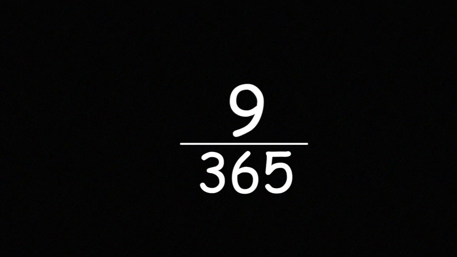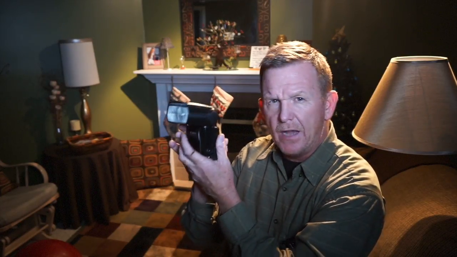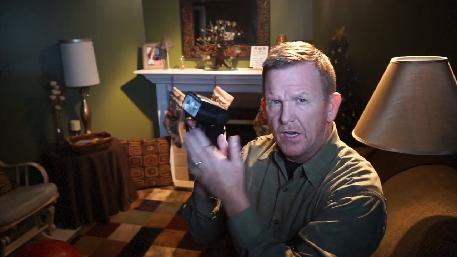Why should you use flash manually instead of TTL? TTL stands for through the lens. The reason to use manual instead of TTL is control and consistency. You have much more control and consistency when you tell us how much light you want put on whatever you're photographing. When you shoot TTL, the way this works is a little beam of light, when you hit your flash trigger, a little beam of light goes out, hits the subject, comes back, and it tells the flash how much light to put on your subject.